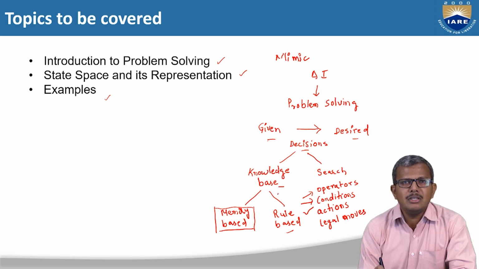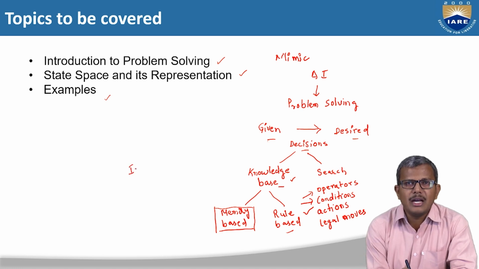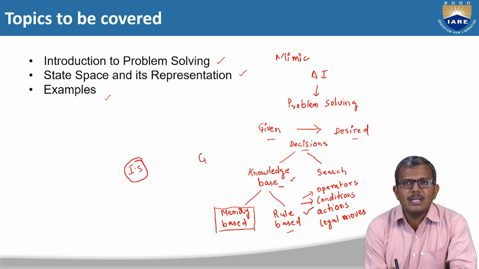Whenever the AI agent wants to move from one given state to another state, he is going to pick up one rule present in this knowledge base and apply that rule to a particular given state. For example, think that my given state is IS, which is the initial state, and my goal state is somewhere else. What the AI agent has to do is move from this state to this state.